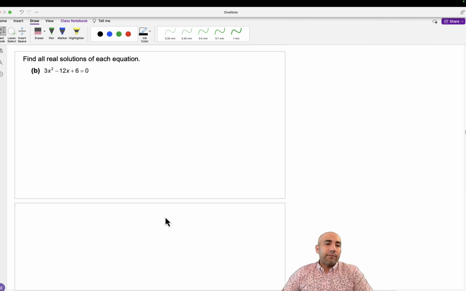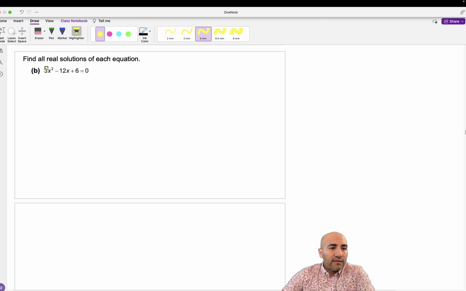Okay, here's another example. Now in this example, notice that the first thing that comes to mind is that this guy is not a 1. It's something other than a 1. So we might want to try and factor it, see if it factors nicely. This would be the AC method.